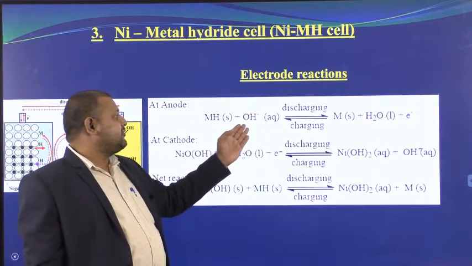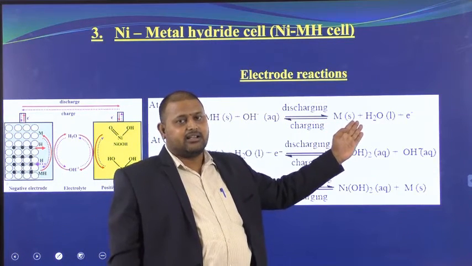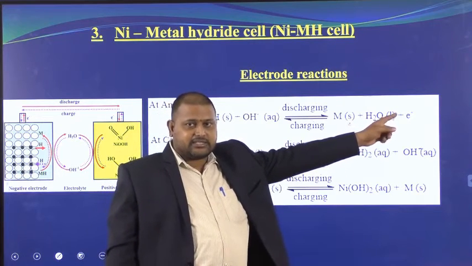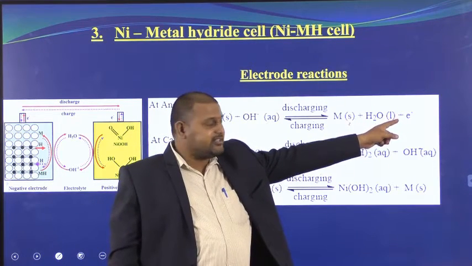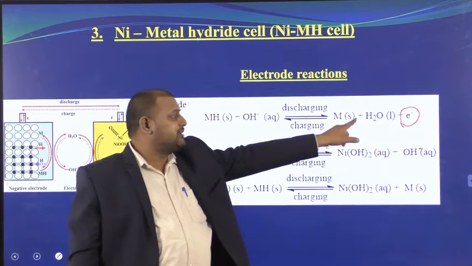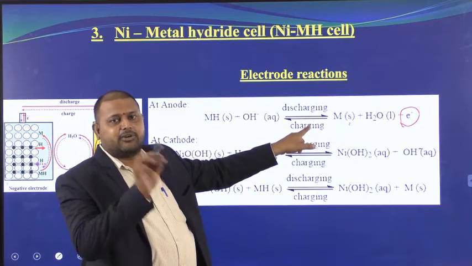Metal hydride and OH minus, by discharging, form metal and H2O. While you are charging, you are giving current here, this electron. This electron is absorbed by these two when you are charging. Charging means you have put it in the switchboard and you have put on the switch.